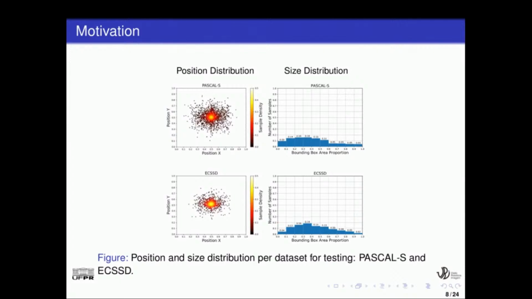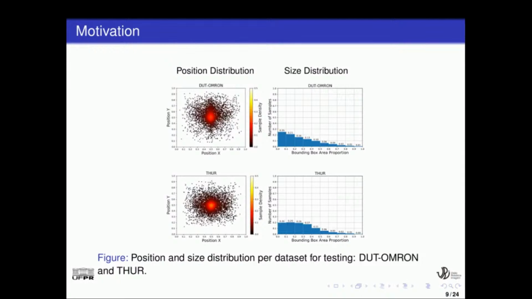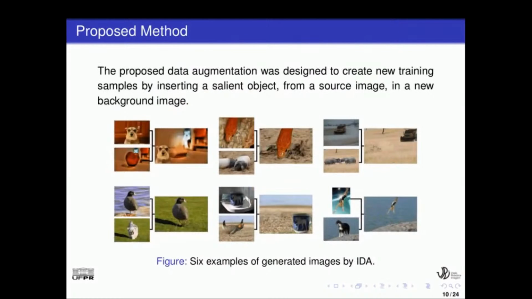While this bias is also present in some of the datasets, in datasets like Deuteron and Tur, the position is more widespread and contains smaller objects. This causes an issue, where the training data follow a different distribution than the test.